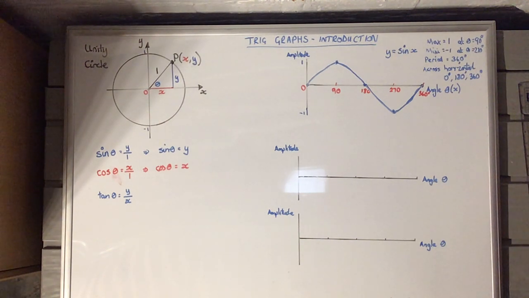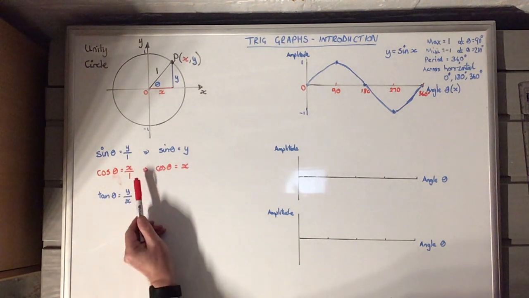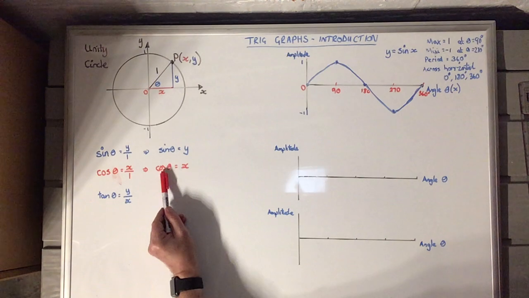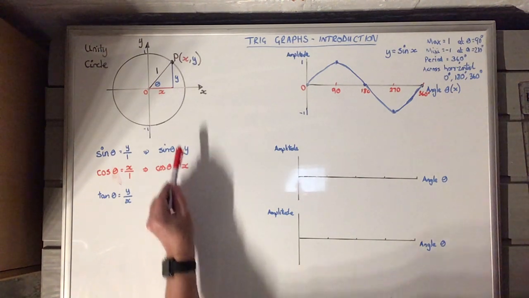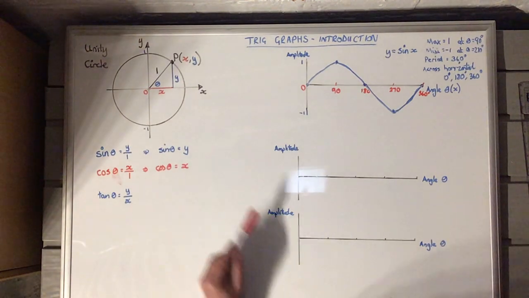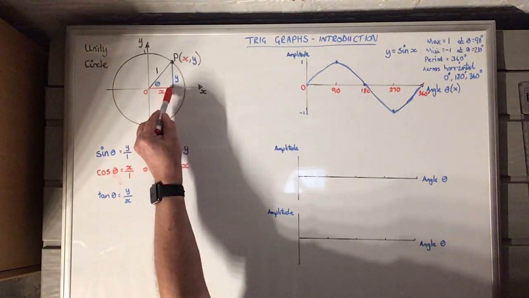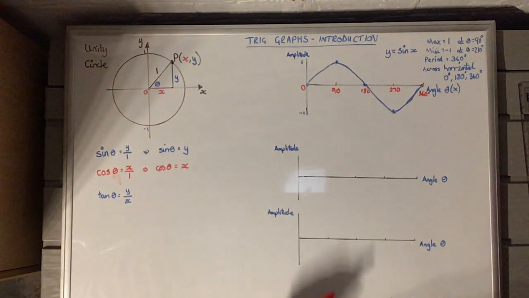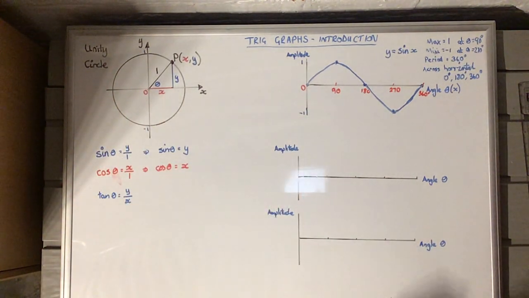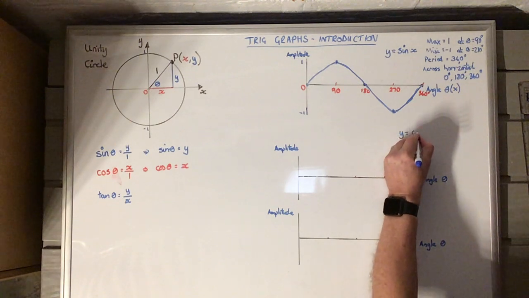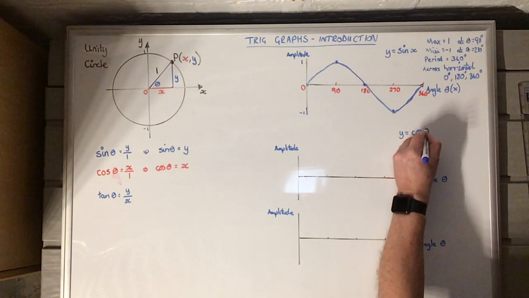Right, let's look at the cos graph. Well, the cos graph this time, remember it's adjacent over hypotenuse, but the hypotenuse is 1, so the cos theta is simply the x coordinate. So it's the value of this x coordinate as we rotate round a full circle. So I'm going to do it here. What we're actually plotting here is going to be y equals cos theta.